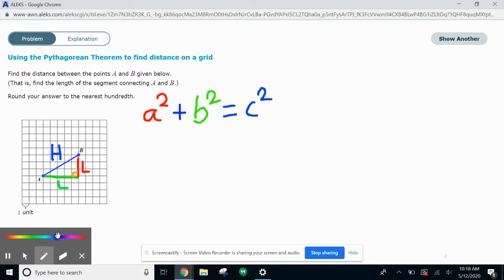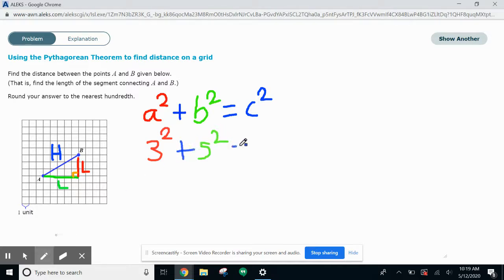So, A squared on this one, let's count this up. 1, 2, 3. So now I'm going to replace A squared with 3 squared. And my green leg, 1, 2, 3, 4, 5. So now I'm going to have 5 squared here. So now I have 3 squared plus 5 squared equals C squared.